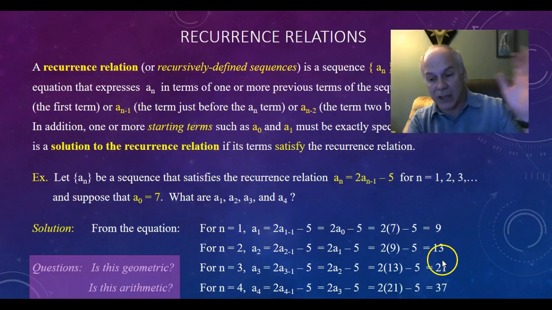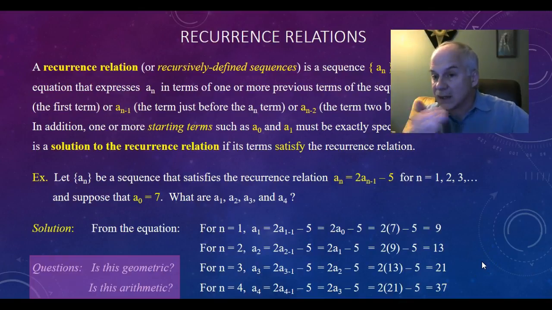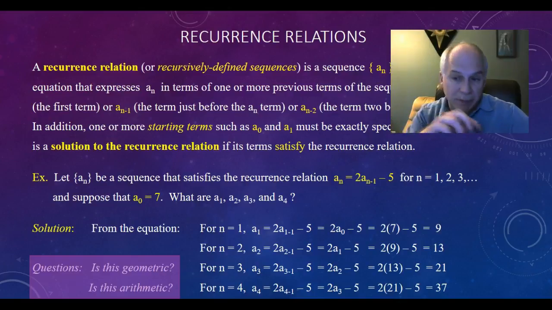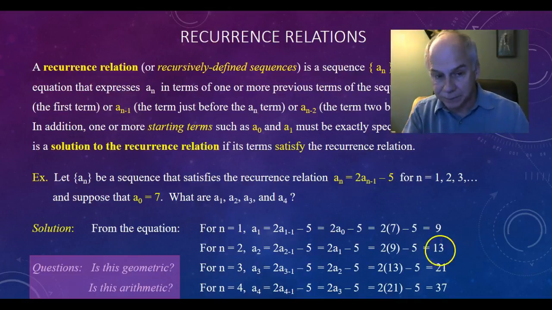And then after that, we add 8. And then after that, we add 16. So we're not adding the same thing. Now, I know there's a pattern to what we're adding, but it has to be that we're adding the same thing to be arithmetic. Okay? So this is not either of those types.